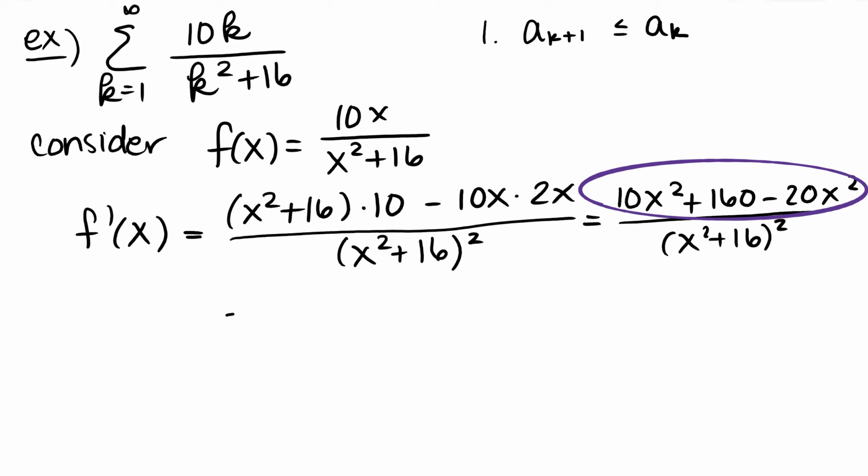And what I want to show, if I want to show that this function is decreasing, then I need to show that its derivative is negative, right? That's what a derivative is. So when is this derivative less than 0? I'm going to take the numerator, simplify it a little bit, and figure out when it's less than 0. Subtract the 160, so I get negative 10x squared is less than negative 160.